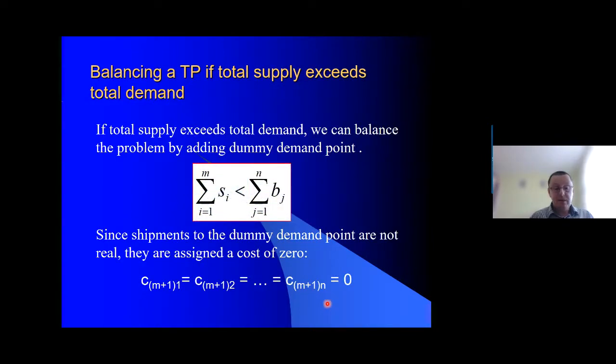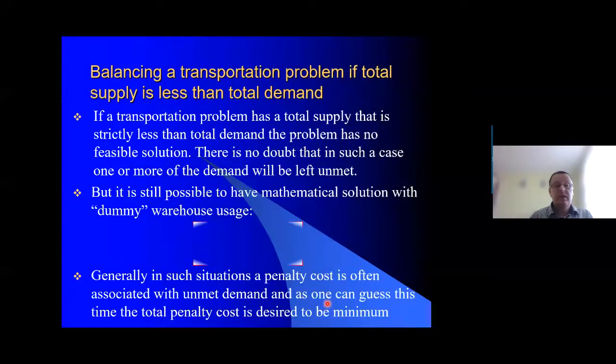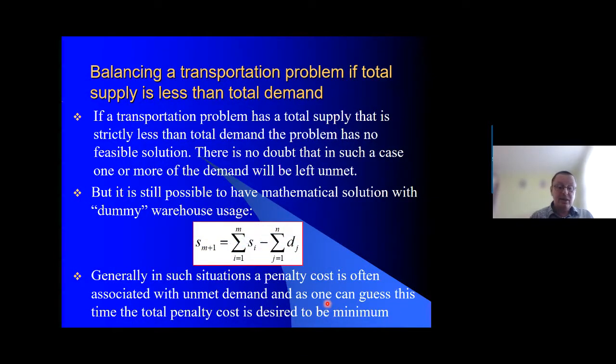But in reality we have differences. For example, when total supply exceeds total demand. In this case, we need to introduce a dummy demand point, which is not real, with zero cost, which will utilize our extra resources. So we look for the difference, and the difference will be the demand for the dummy point. Nothing will be transported. It's required to have a correct mathematical solution.